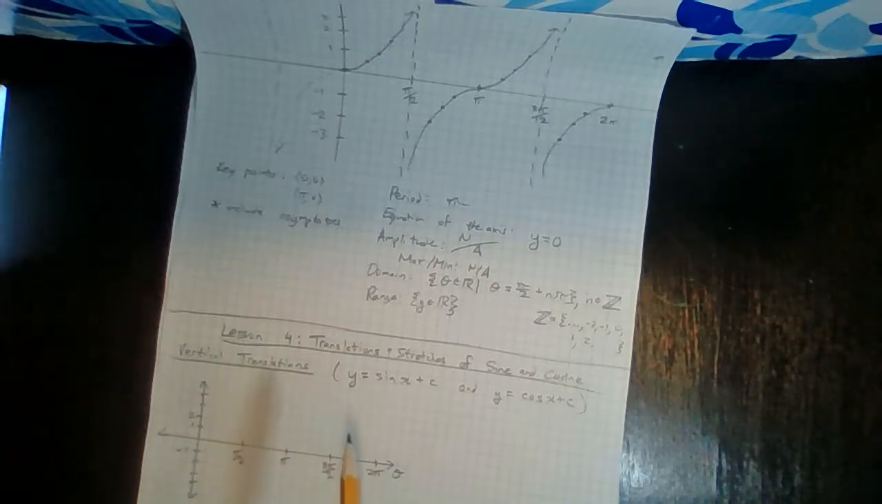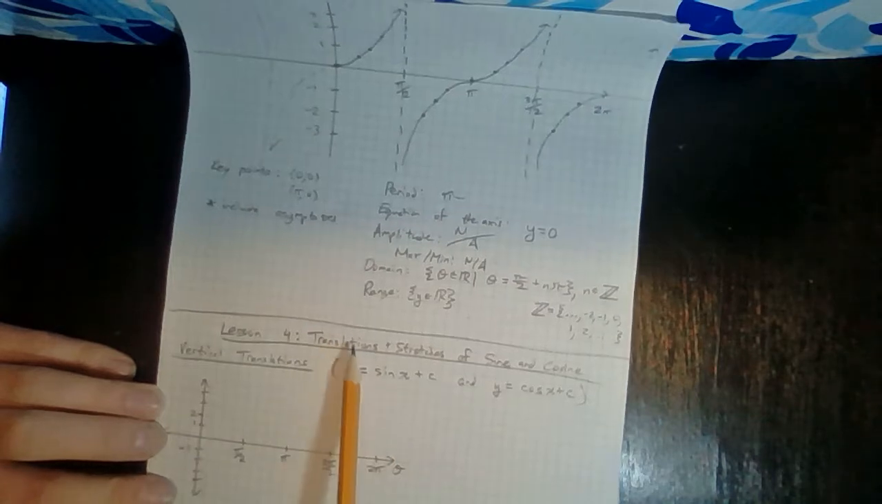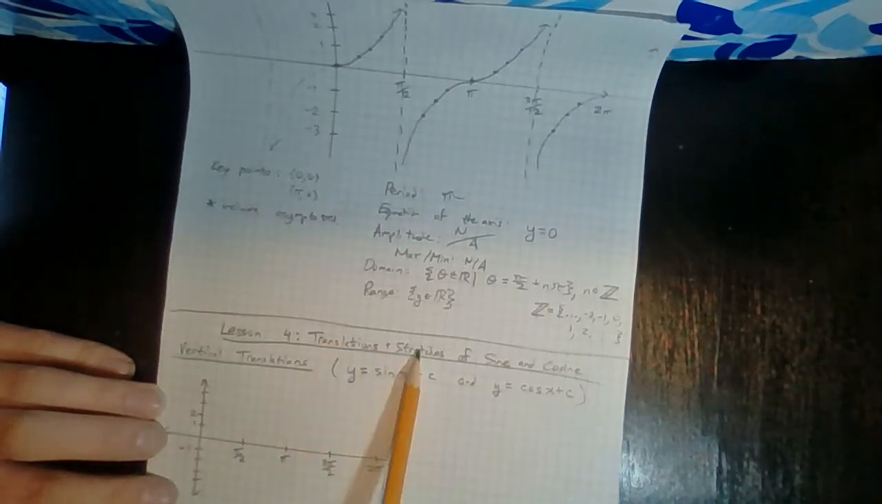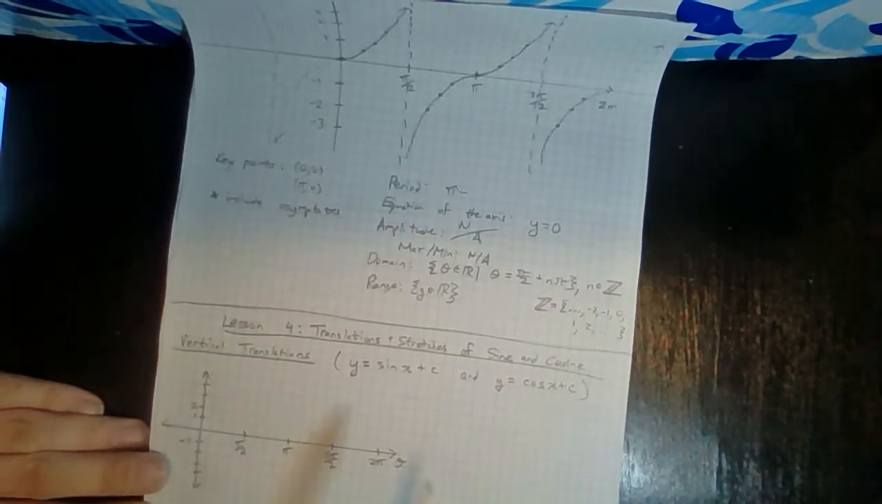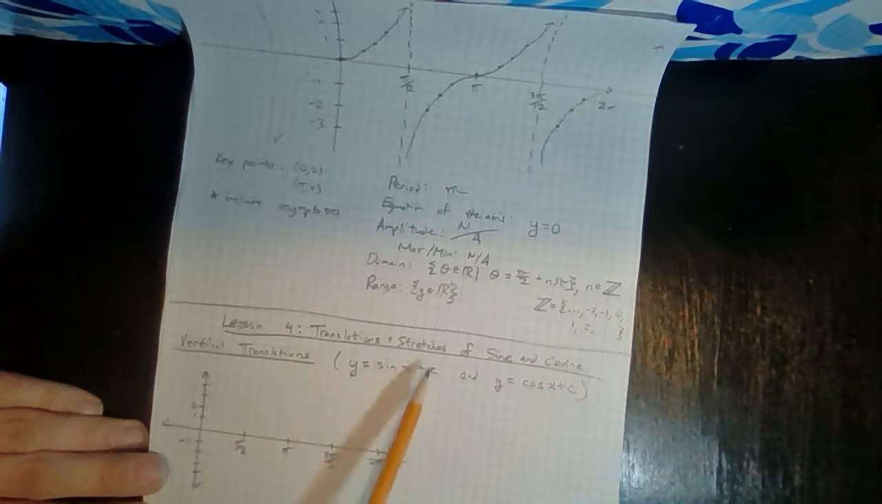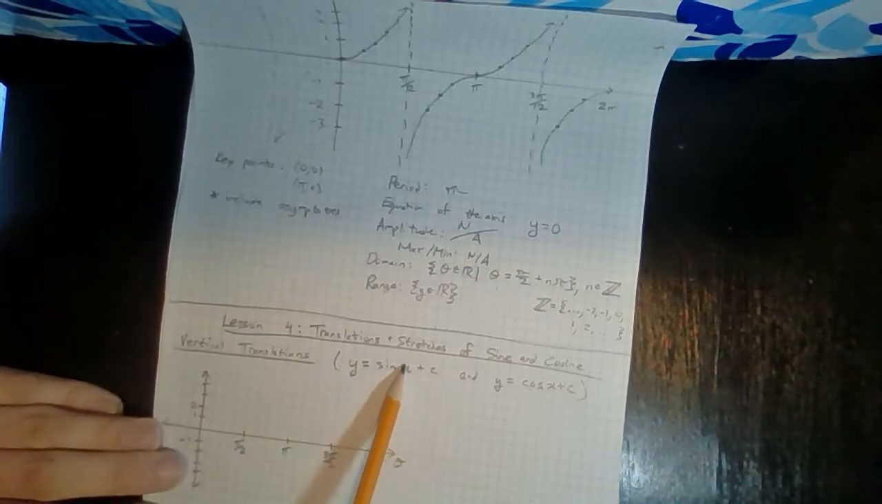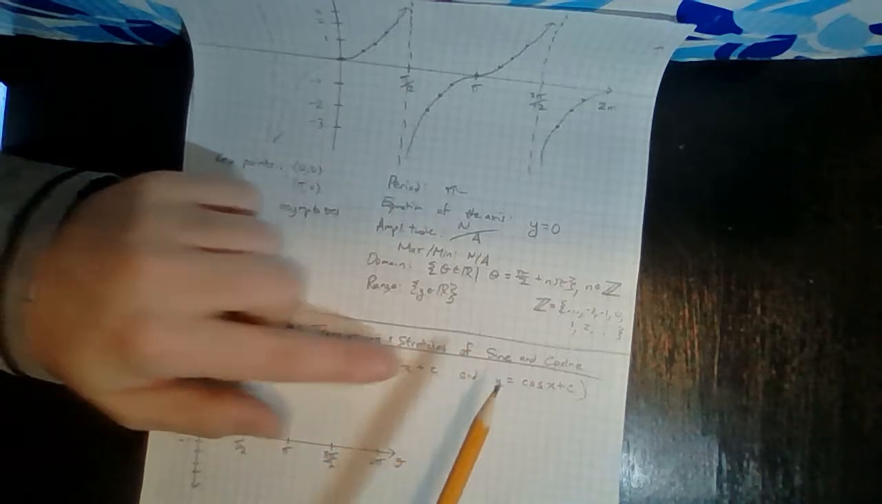Hey everyone, this is the fourth lesson in this trigonometric functions unit. We're going to look at both translations and stretches on these sine and cosine functions. Just like any other function, vertical translations always show up as an addition or subtraction after the actual parent function. So it's outside of the function, it's just a simple addition at the end.